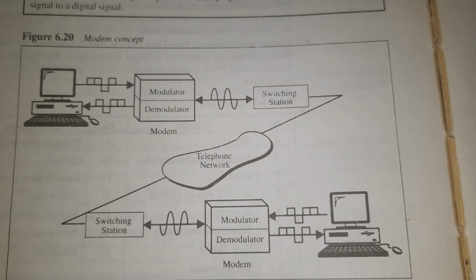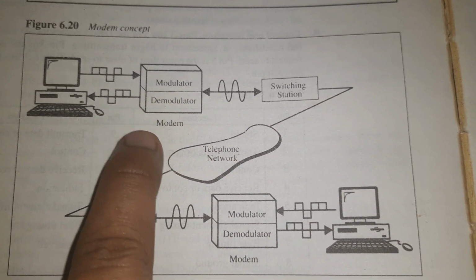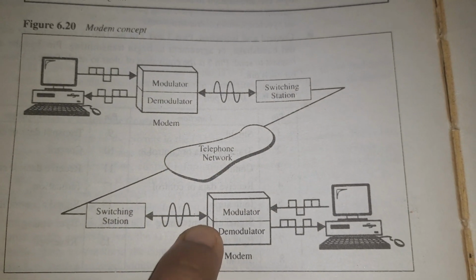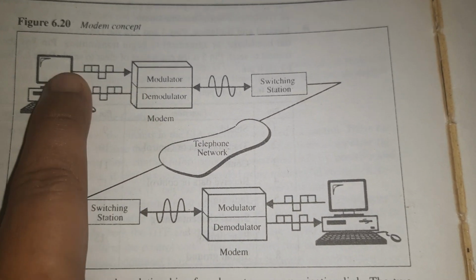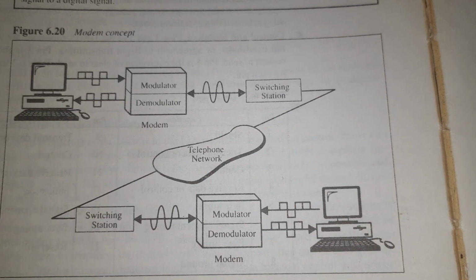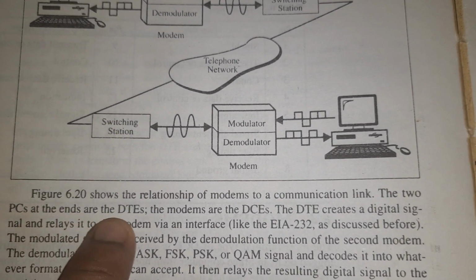This is a diagram that explains the relationship between the modem and the communication link. This modem consists of both a modulator and a demodulator, connected via the telephone network, and these two PCs at this end are known as DTEs. Modems are known as DCEs.